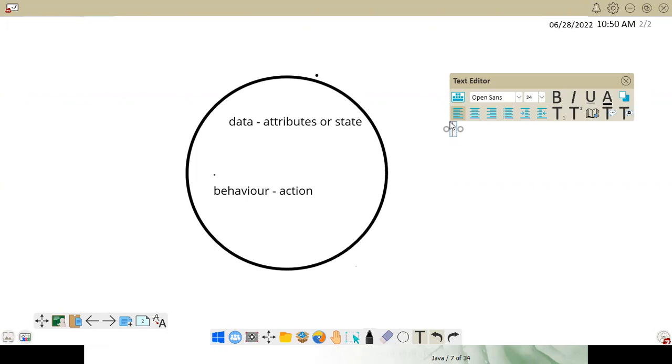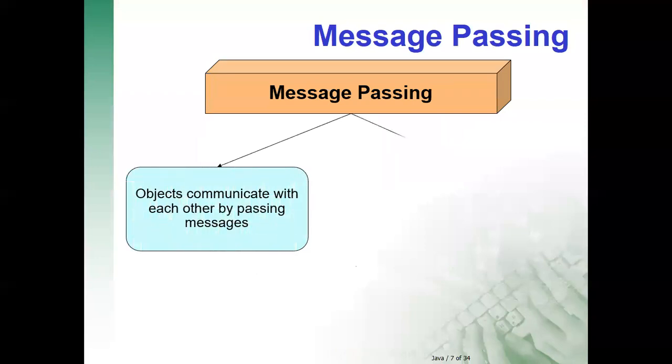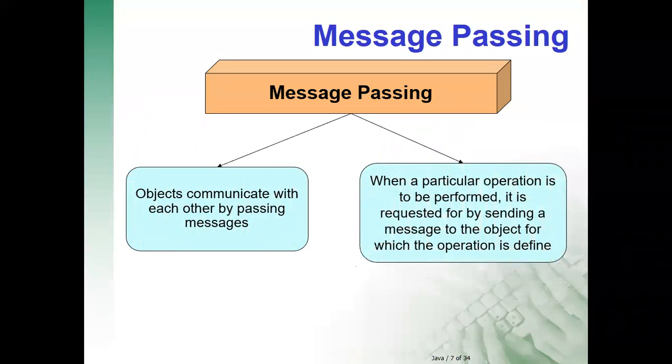Now we have another concept, what you call message passing. Message passing is a concept where, let's say you want to talk to an object. Whenever you want to talk to an object, or data has to be passed from one object to another object, we use a concept called message passing. Message passing is a concept which we use for communication between the objects.